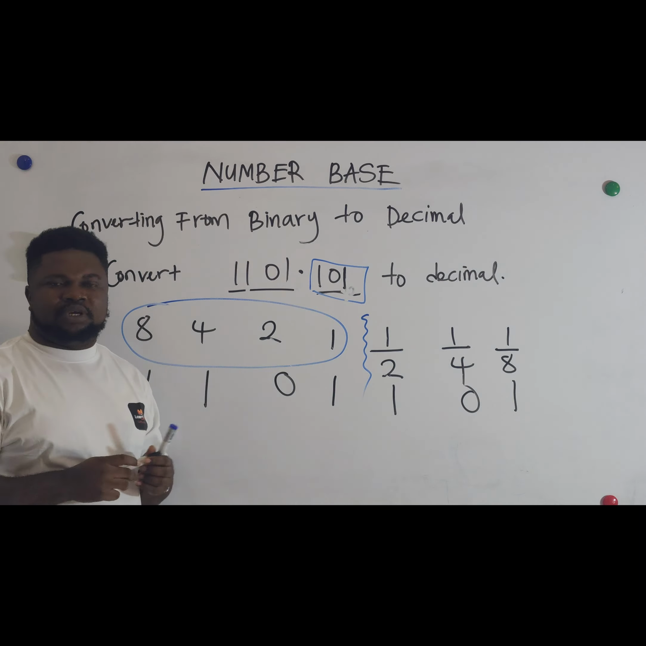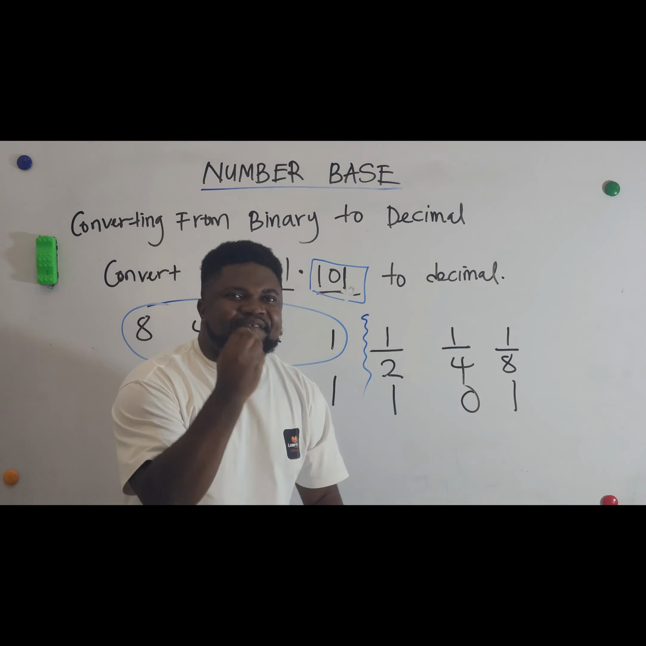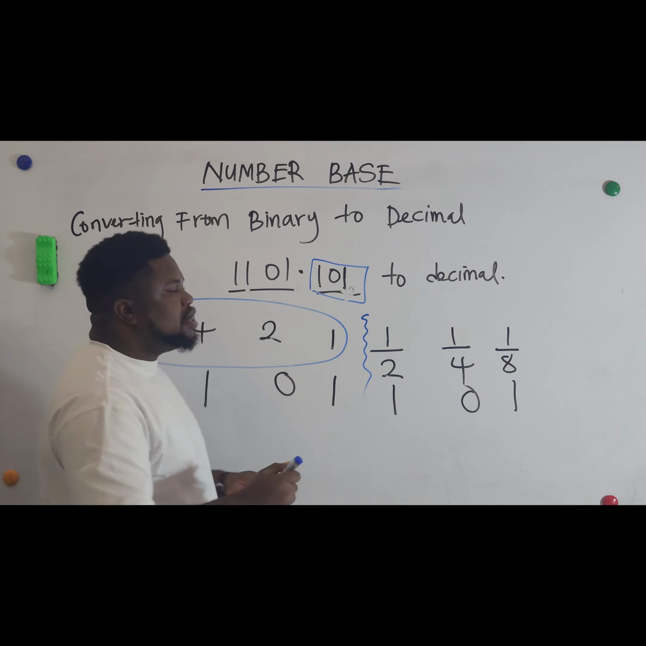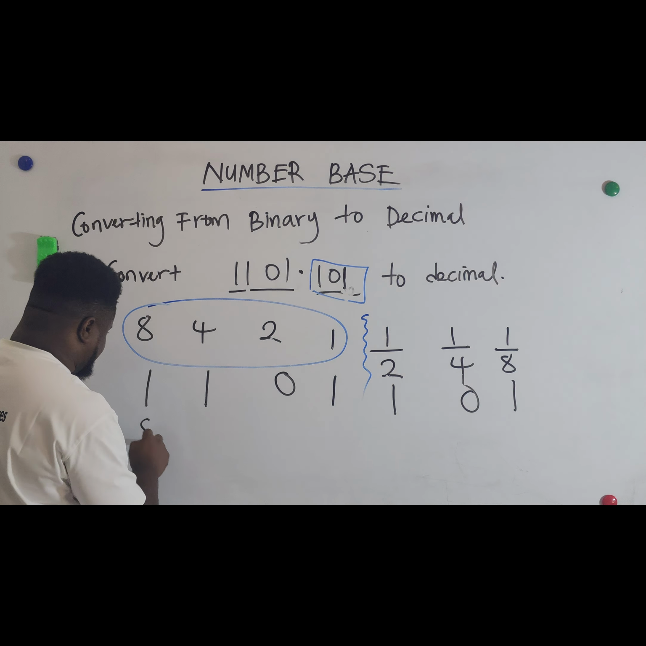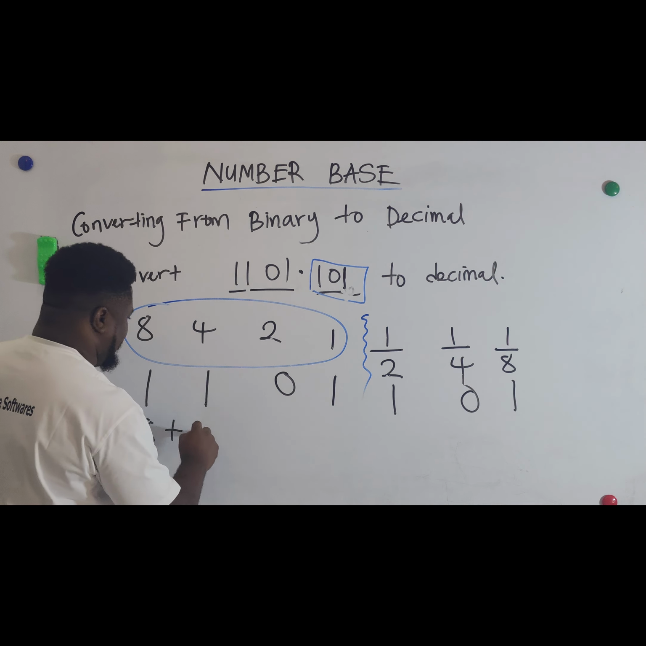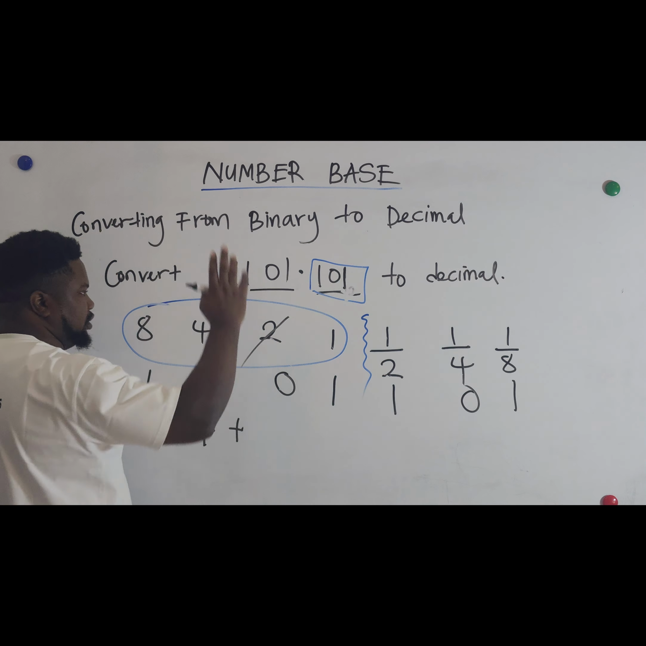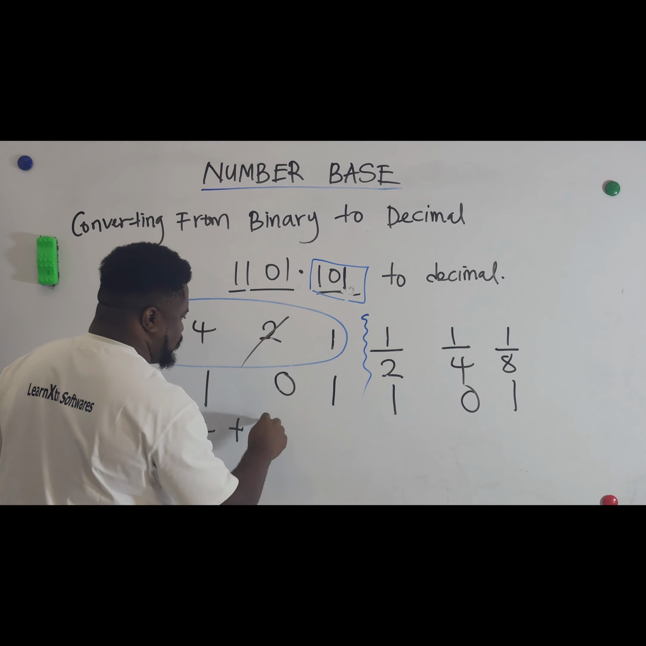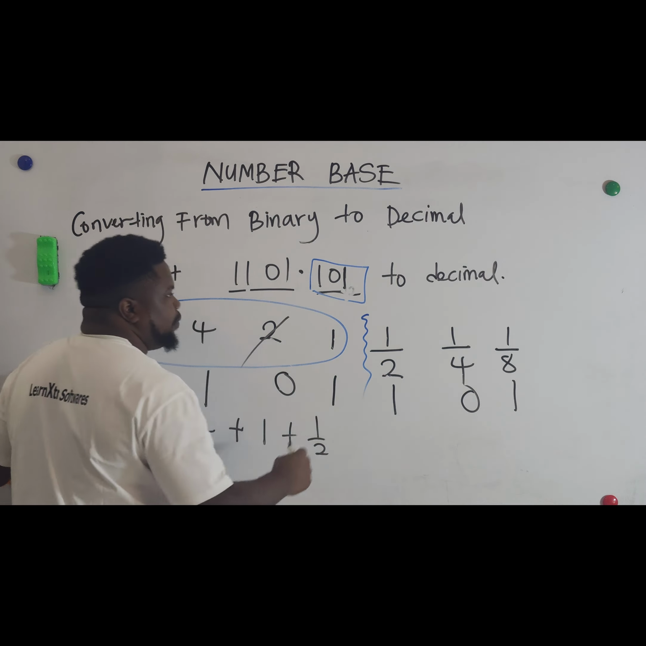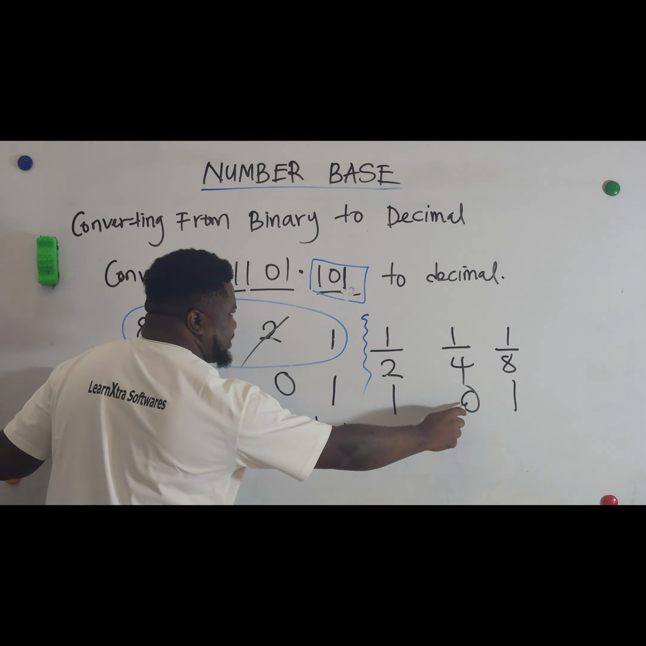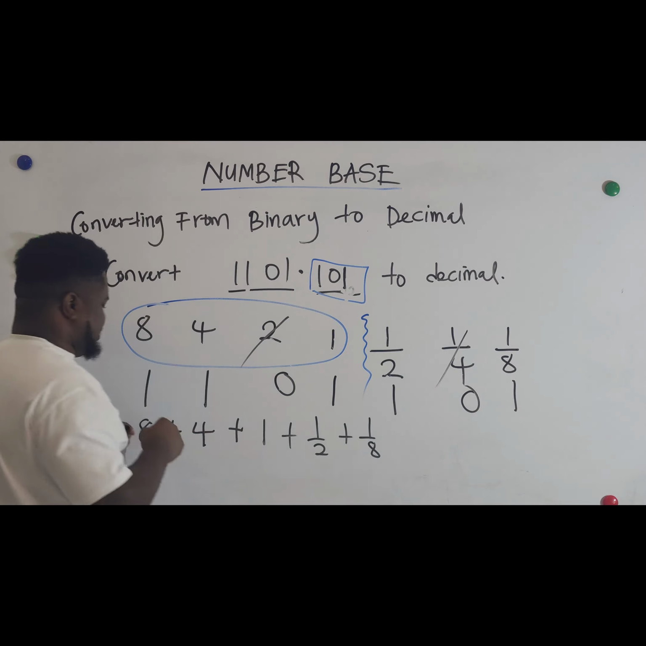It is very simple. Now we add. What are we adding? We are adding the ones having 1 under them. The ones having 0, we won't add them. So we have here 8 plus 4 plus 2. We will not add 1 because there's no 1 under it. Plus next 1, plus next 1 over 2. Plus next 0 is there, right? We won't add this. So next add 1 over 8. That's it.